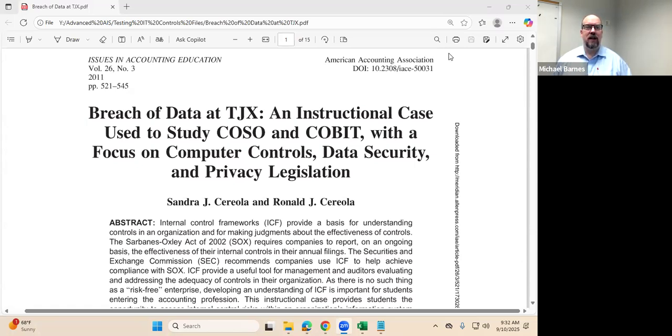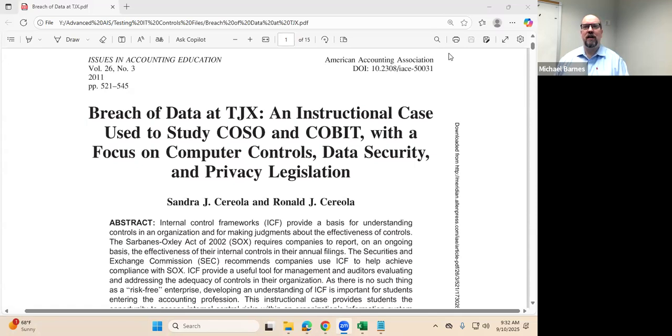I really like the detail in the breach at TJX case. It is an old case, I guess 14 years old now, and it deals with a breach that's almost 20 years old. There are still some very relevant lessons we can learn, as we're going to talk about today. That being said, I am not a big advocate for how they did the debrief.